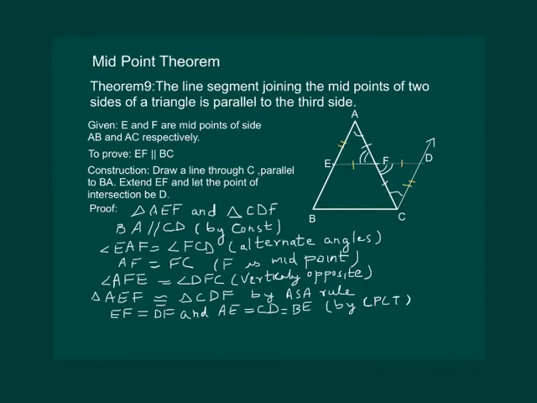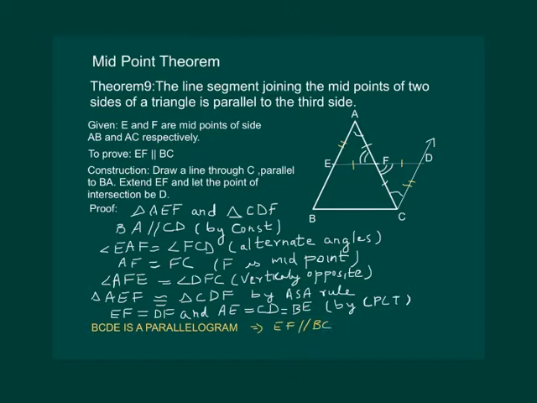That means we have BE parallel to CD and BE equal to CD, which would imply BCDE is a parallelogram. And this would imply EF is parallel to BC.